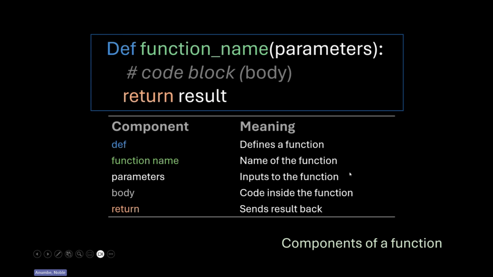So as in this case, this is the syntax. Def defines a function. Function name is the name of the function. Parameters are the inputs to the function. Then the body is the code inside the function. That's the brain of the operation. And return actually helps send the results back. That's essentially what the components of a function are.